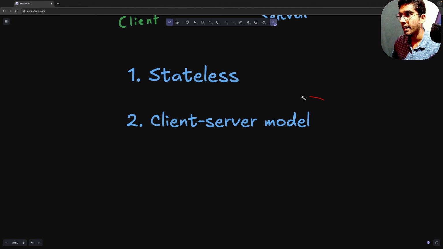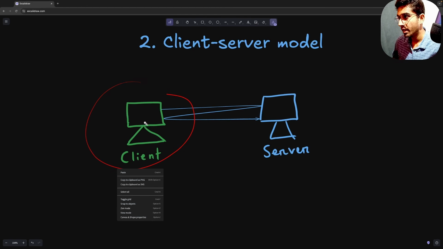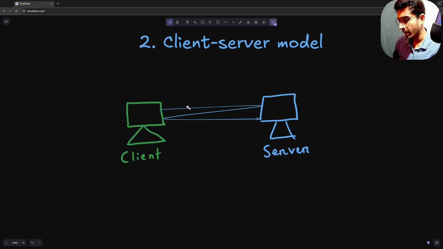And the second idea is the client-server model. In a typical HTTP request flow, there is a client and there is a server, always. The client typically is a web browser or an application which initiates the communication by sending a request to the server. The client is responsible for providing all information needed by the server, such as the URL of the resource or the headers and everything.